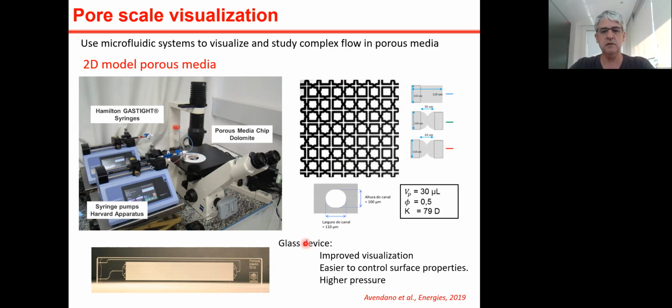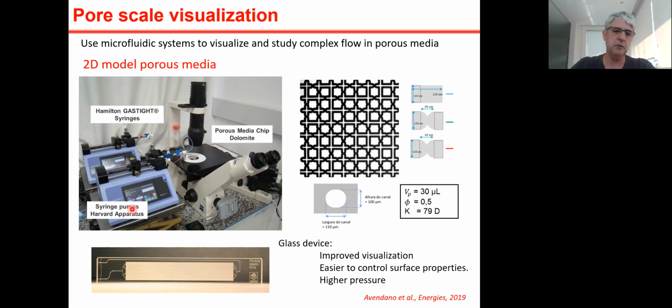These micro models are made out of glass, which gives you improved visualization because you have very clear optical access. It's easier to control surface properties, so we can make them water wet or oil wet. We recently published a work on this. And also you're able to achieve higher pressure because the bonding between the glass plates is very strong.